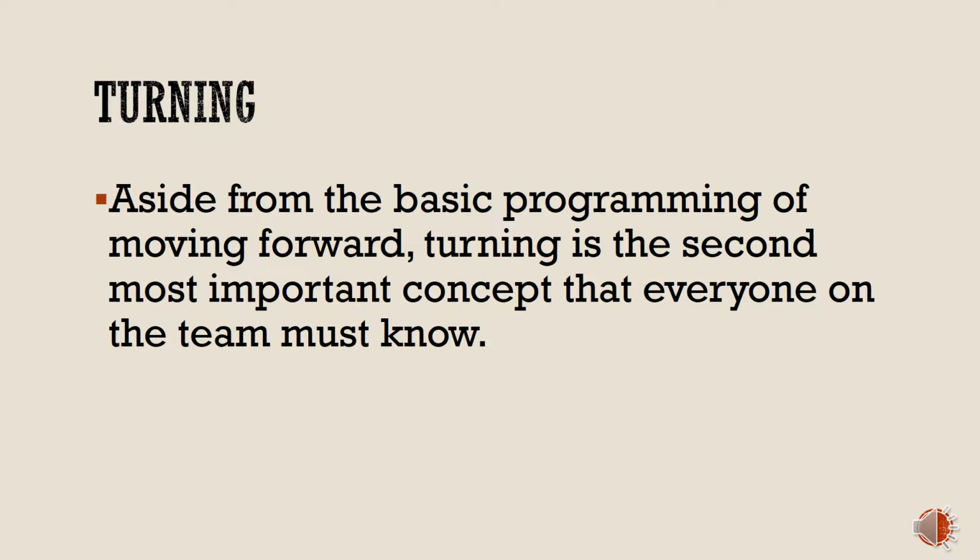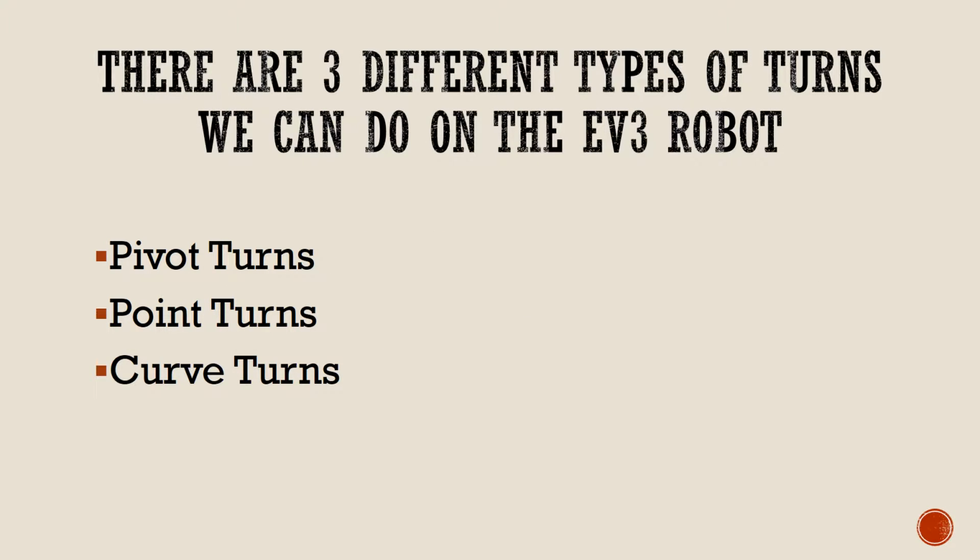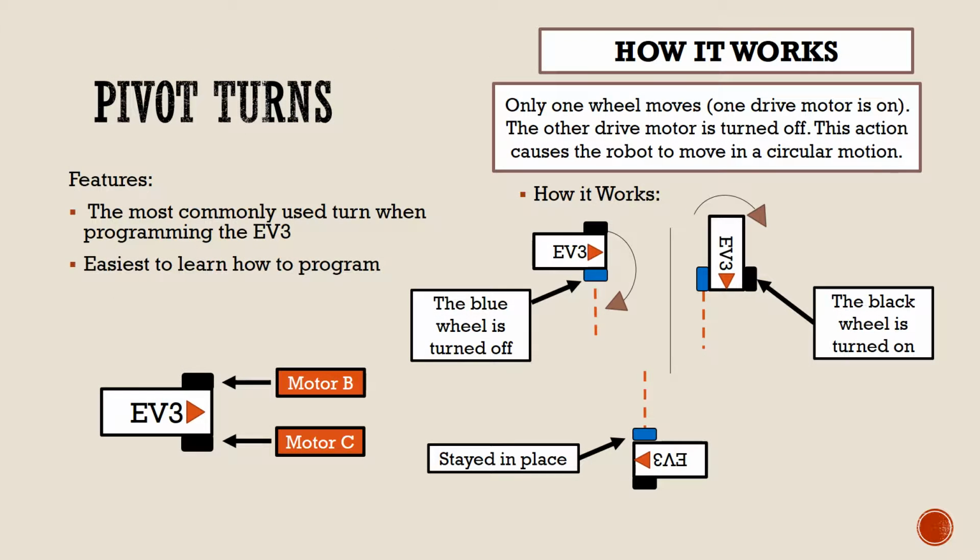Turning. Aside from the basic programming of moving forward, turning is the second most important concept that everyone on the team must know. There are three types of turns we can do on the EV3 robot: pivot turn, point turn, and curve turn. During a pivot turn, only one drive motor is on, so only one wheel moves while the other motor is turned off. This causes the robot to rotate in a circular motion around the stationary wheel. This is the most common turn and the easiest to program.